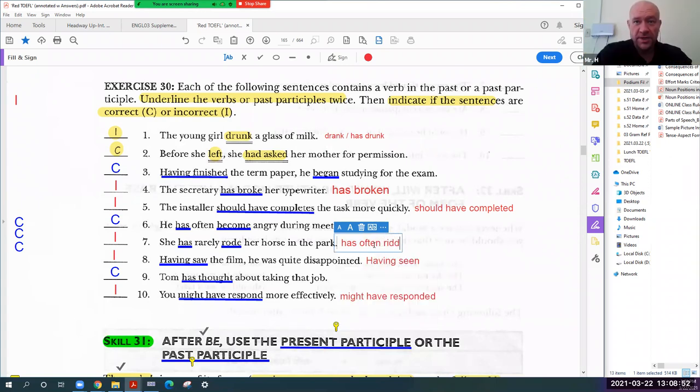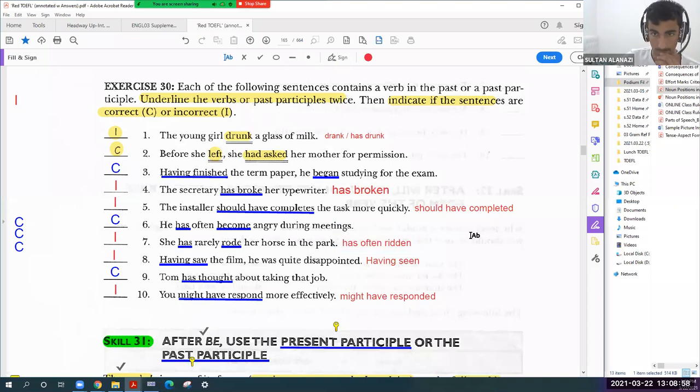Often ridden. Okay, what is this word often? Do you know? Adverb. An adverb. That's an adverb, gentlemen.